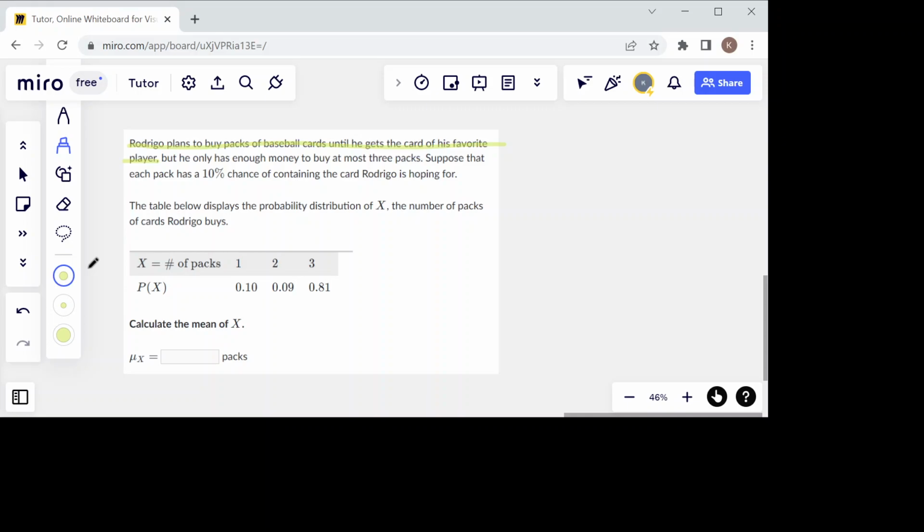You have a single event and you're waiting for it to either happen or not happen, and that's what this looks like because he plans to buy packs of baseball cards until he gets the card of his favorite player. But there's a but. It says he only has enough money to buy at most 3 packs. So we're not actually waiting until he gets the card of his favorite player. We're going to buy at most 3 packs, and we're going to calculate the expected value of this random variable that we'll talk about. We're not actually asking what's the probability that he has to buy 10 packs of cards before he gets the one he's looking for. So be careful about that.